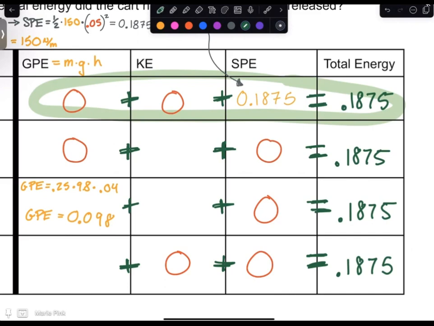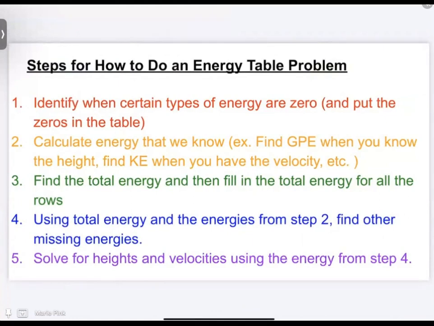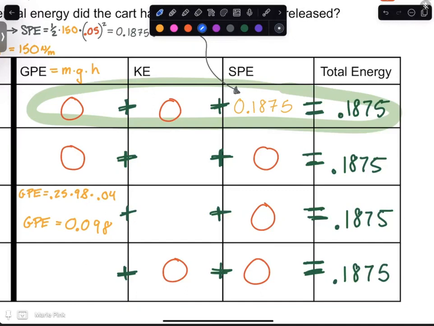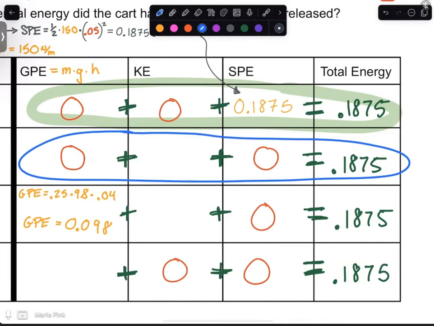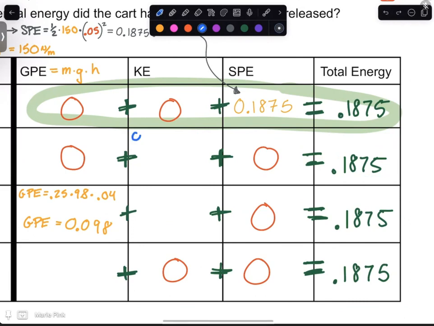Now we go to the next step. It says using total energy and the energies from step 2, find the other missing energies. So for this, we just need to think about how each of these rows needs to add up to the total energy. So for this one, we have 0 plus whatever this box is, plus 0 needs to be equal to 0.1875. So that means this number must be 0.1875. And the same thing has to be true for the third row.